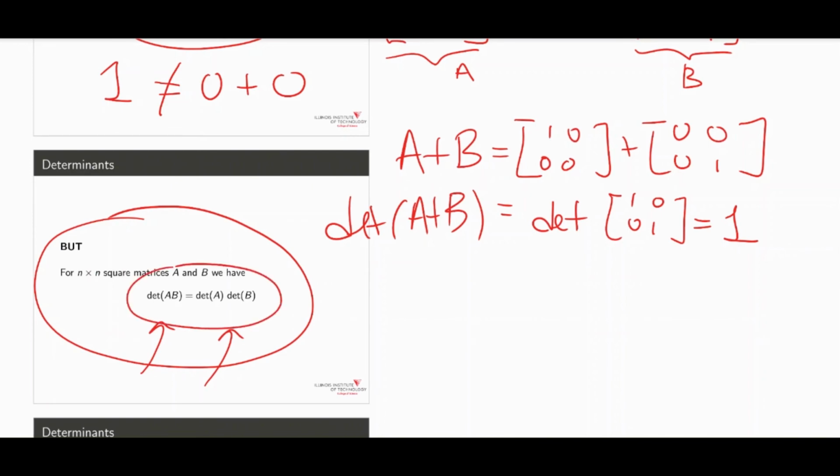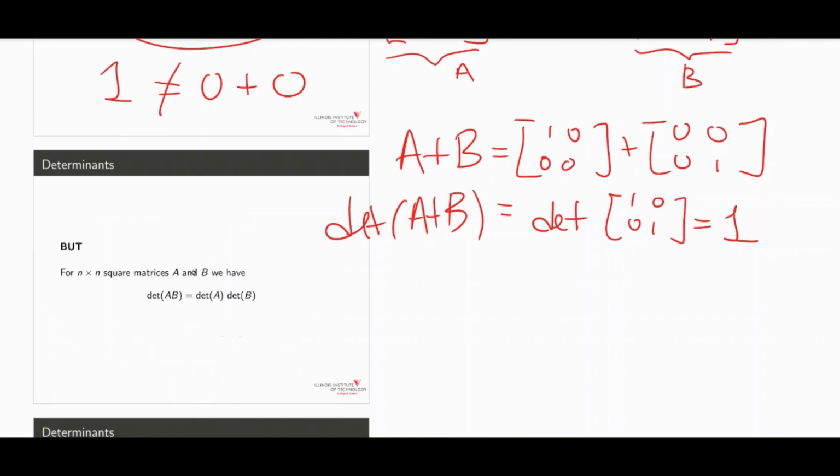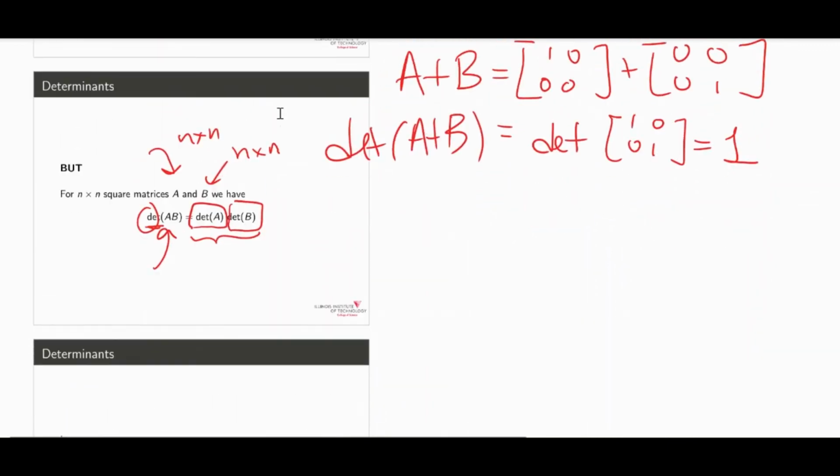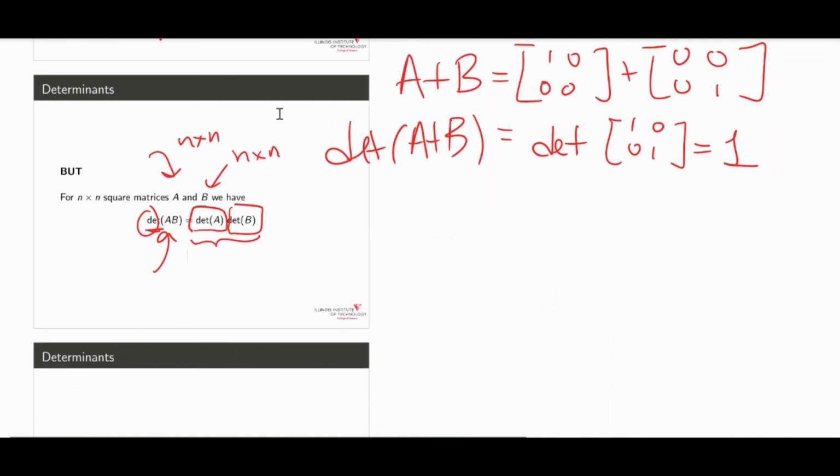If you have two matrices of the same size, both n by n square matrices, the determinant of the product of the two matrices is actually equal to the product of the determinants. So the determinant of the product is the product of the determinants. This is actually a theorem, and we will want to prove it.